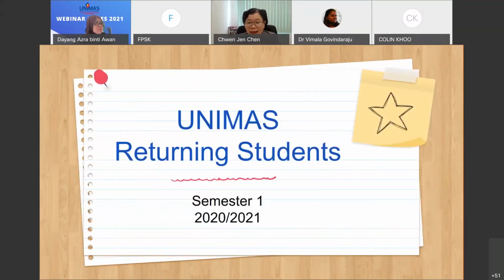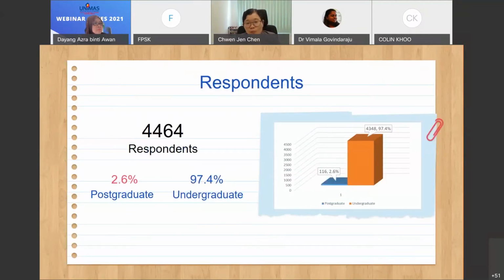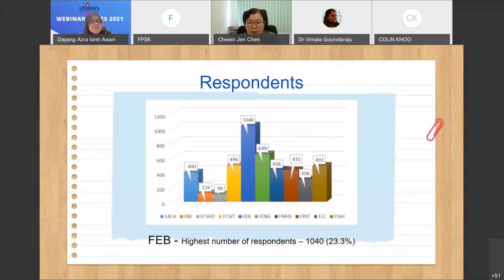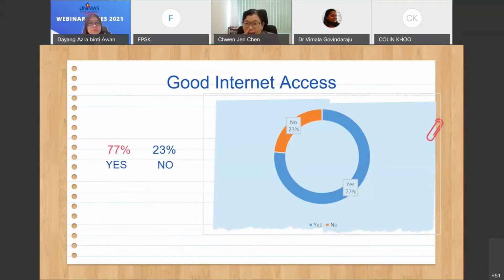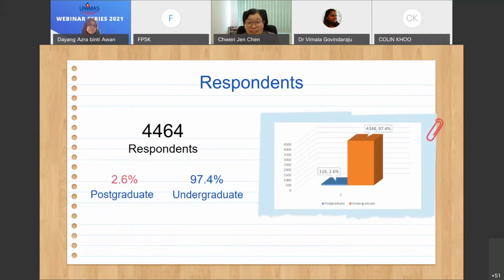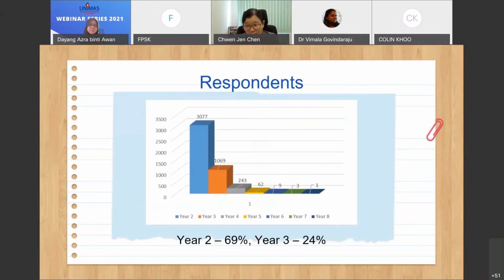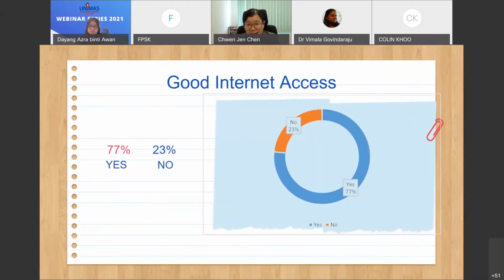Now, this is on the UNIMAS returning students. Just now was for first year students. For respondents, we have 40,000 plus students, mostly undergraduate. And this shows the distribution from the different faculties. Mostly respondents are Tier 2 students, and it seems that 77% have good internet access, 23% do not. That is still a huge number, 23% out of 4,464. It is not a small number, and some of them could be in your class as well, all right?